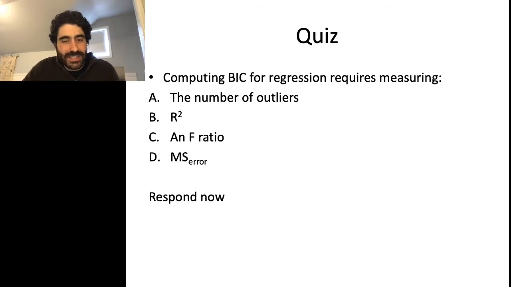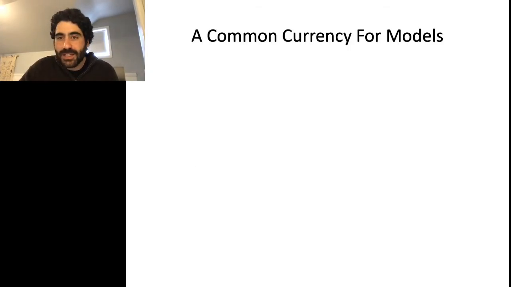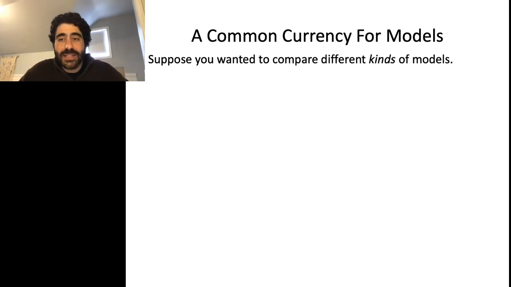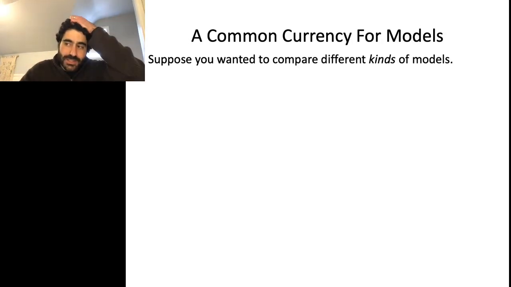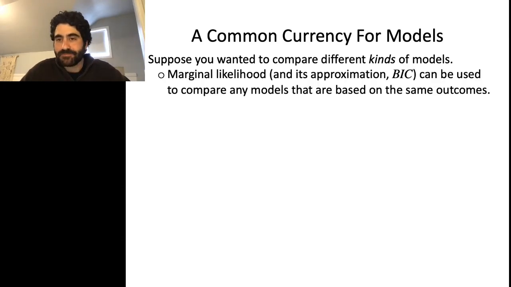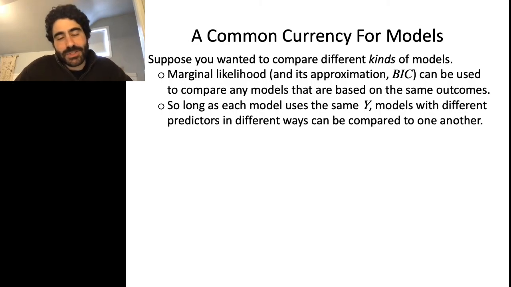So, all right, I see Ds, which is great, right? That's the only thing we need to measure from our regression model, this MS error. The nice thing about this kind of regression BIC is that we can actually use this to compare lots of different kinds of models, like any model that fits in a regression framework, which is pretty much everything we've talked about this semester. As long as each model is trying to predict the same Y, then even models with very different kinds of predictors can be compared to one another.